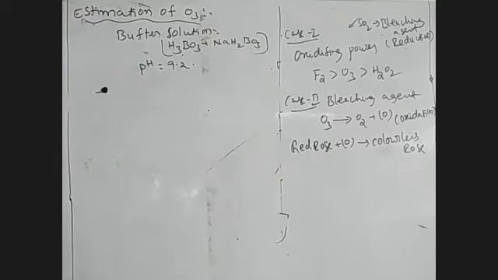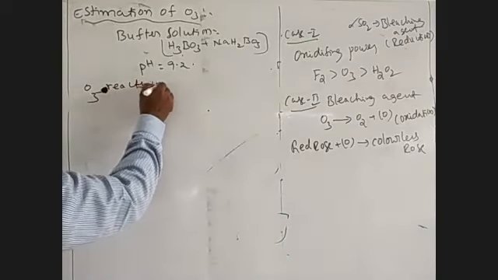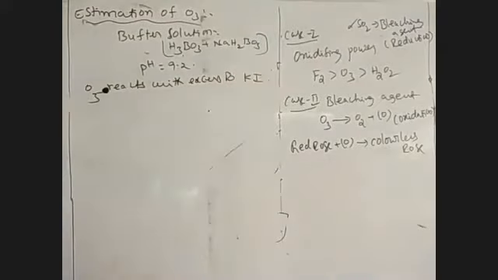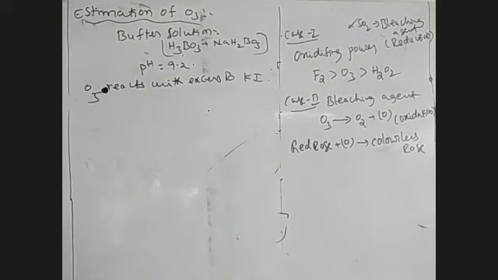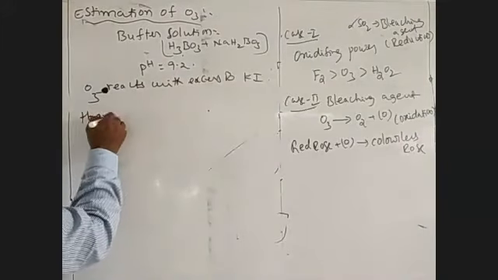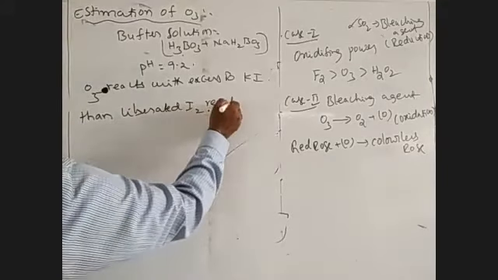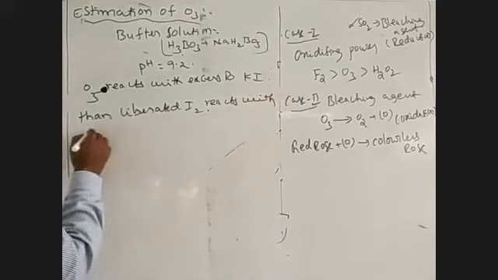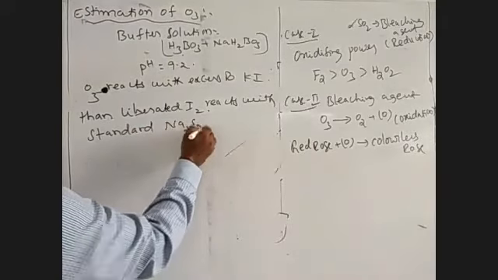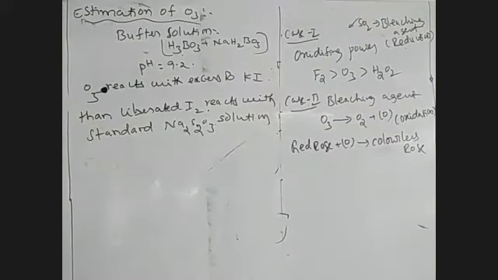In this process, O3 reacts with excess of potassium iodide. Ozone reacts with KI to liberate iodine, and the liberated iodine reacts with standard hypo solution, that is sodium thiosulfate, Na2S2O3 solution. By using this process, we estimate the quantity of ozone.